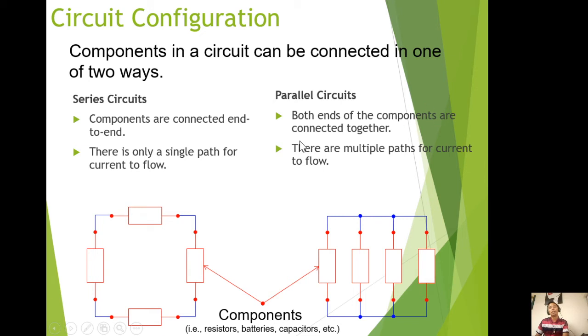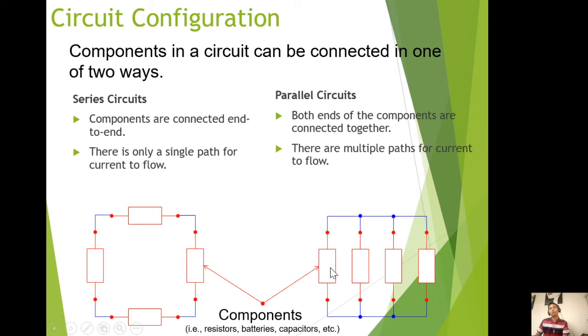What about the parallel? In parallel, both ends of the components are connected together. Terminal 1 and terminal 2 of resistor 1, and terminal 1 and terminal 2 of resistor 2. All the terminal 1s are connected together, and all the terminal 2s of all components are connected together.